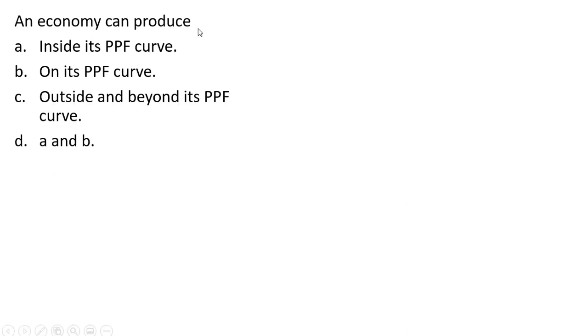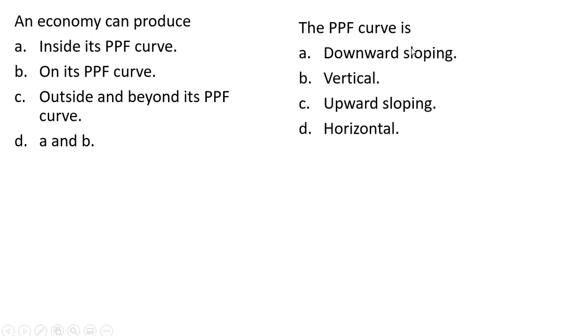An economy can produce inside its production possibilities frontier. That is true. On its PPF curve, that is true. Outside and beyond its PPF curve, that is wrong. So answer choice D here is correct. Answer E are the correct answers. The PPF curve is A, downward sloping. That is correct. The other answer choices are wrong.